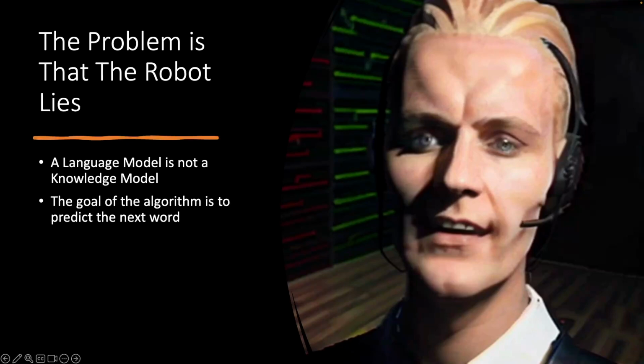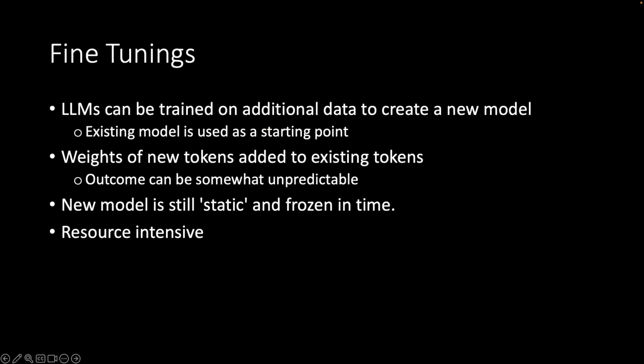How can we address that? Well, one way is to add additional tuning to an existing model, a process referred to as fine-tuning. This is often done to add specific domains of knowledge to a model, such as programming. It's a resource-intensive process and not as accurate as one would hope.